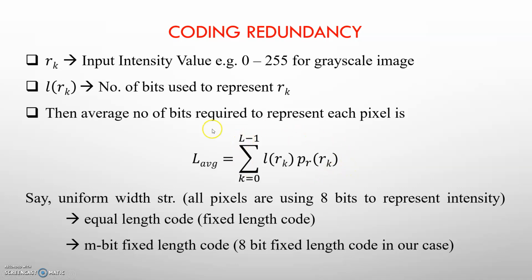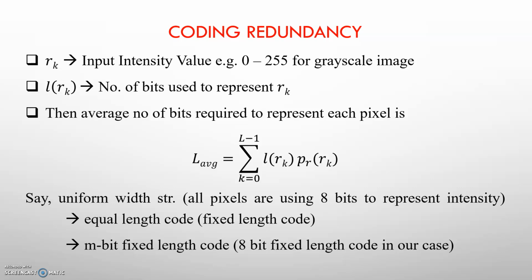You will get to know about this formula in quite a while, right? Just wait for some time. Now just suppose that you have a uniform width structure. Uniform width structure is the thing which we have been doing till now, where all the pixels are represented using 8 bits. Like right now I said to you that 8 can be represented as 1, 0, 0, 0. But what happens is we use 8 bits to represent 8. We use 8 bits to represent 7.